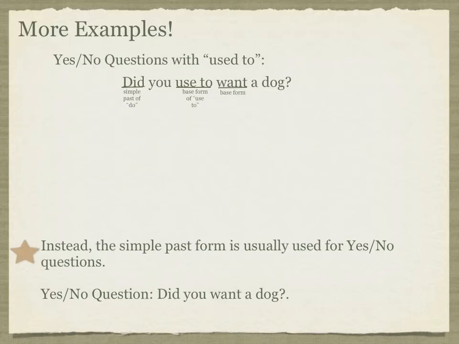Now we're going to go through more examples. So this part talks about yes or no questions with used to. Did you used to want a dog? Now did is the simple past form of do, so all of the other verbs will be in present tense now. So, did you use to want a dog?